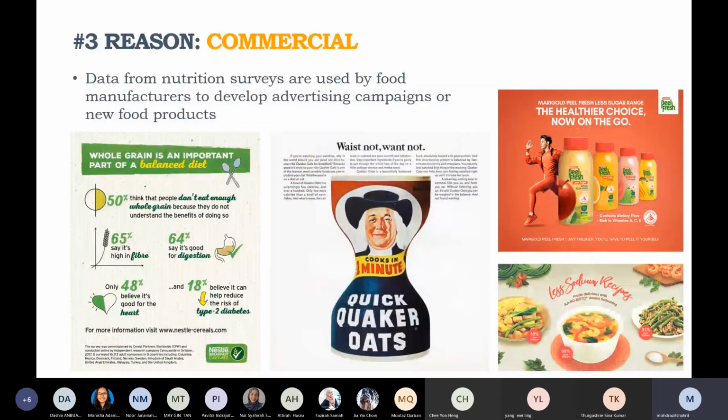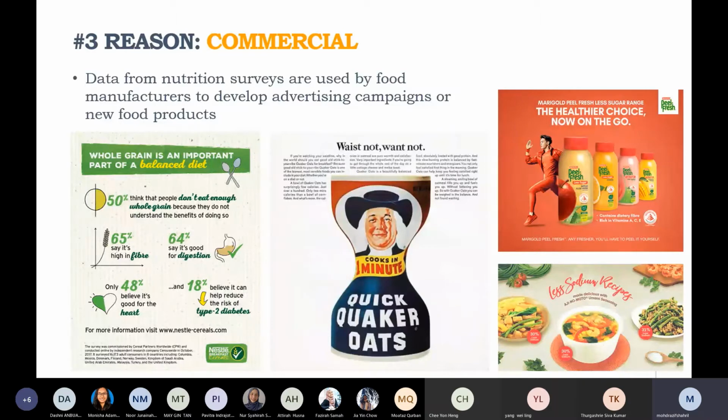The third reason is for commercial purpose. So this is for those who are in the industry. They are very interested to know the dietary intake of the population, and they measure diet, or they use the information from studies for commercial purpose. So I have 4 examples here of advertisements used by the food industry. I'm not saying that this is wrong, but this is what they use dietary data for.